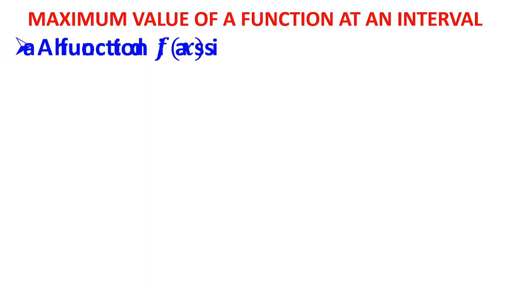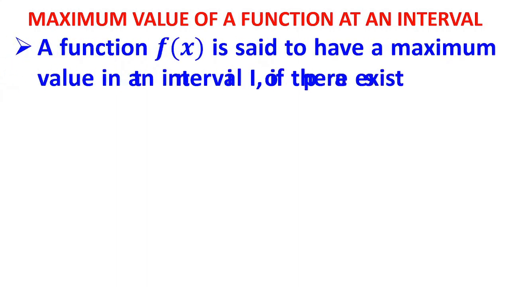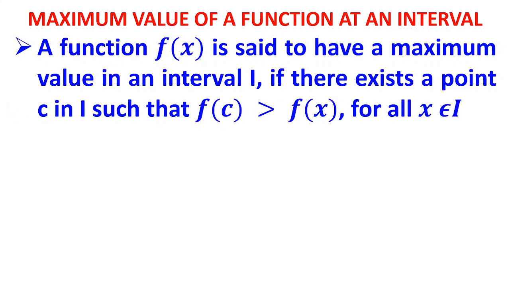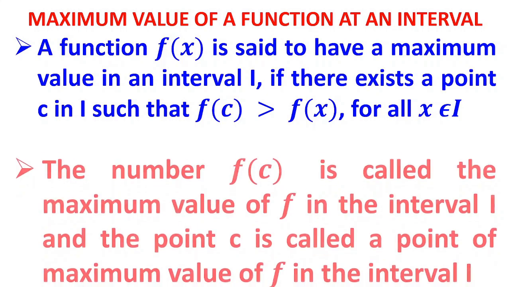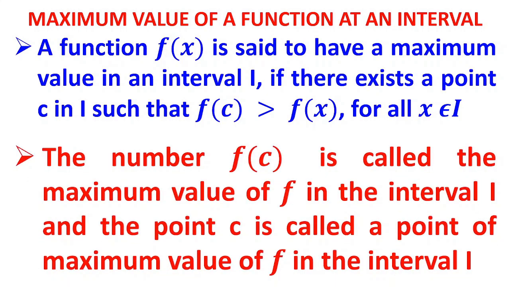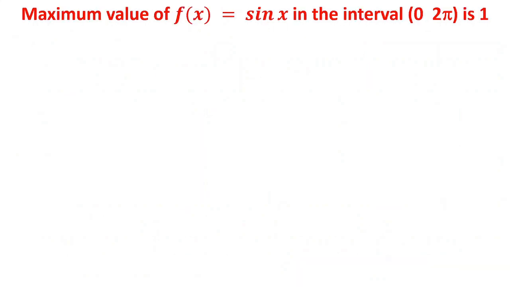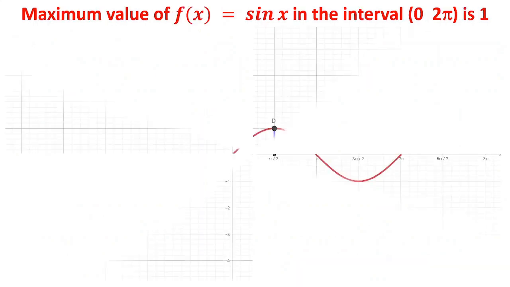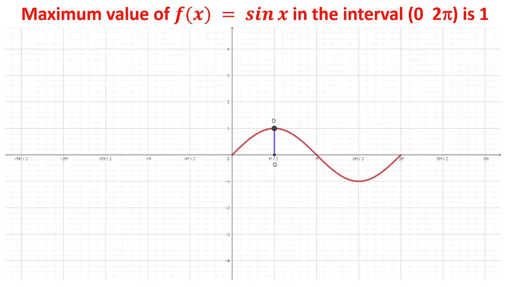Let us see what we mean by the maximum value of a function in an interval. A function f of x is said to have a maximum value in an interval if there exists a point c such that f of c is greater than f of x for all x belonging to that interval. The number f of c is called the maximum value of f. That is, the value of the function at c is called the maximum value of f, and the point c is called the point of maximum value. Therefore, the maximum value of sin x is 1, and you are seeing in the graph also, from 0 to 2 pi, the maximum value obtained by sin x is 1.